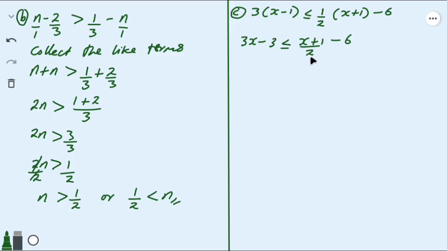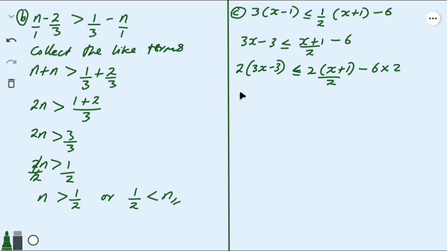The next thing we can do here is to multiply all the terms by 2 so as to eliminate this fraction here, 2 over 2 here. So to eliminate this, we can multiply all the terms by 2, or we solve by finding the LCM at the right hand side. So let's multiply all the terms by 2. So we're going to be having 2, open bracket, 3x minus 3 less than or equals to 2, open bracket, x plus 1 over 2 minus 6 times 2.